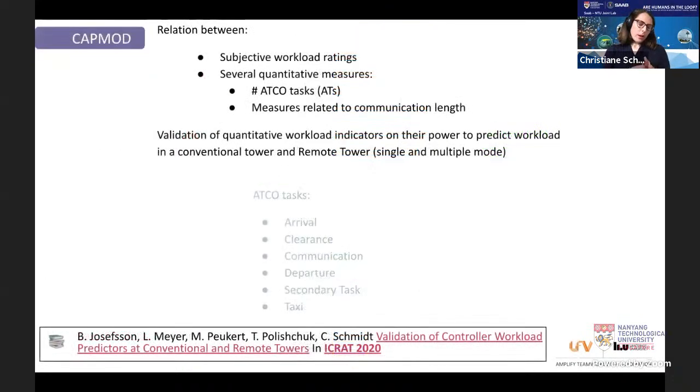The next thing we were aiming to identify is the relationship between subjective workload ratings and several quantitative measures. So we looked at the number of controller tasks, which you can see listed at the bottom of this slide, and other measures related to communication lengths. And then we wanted to validate those quantitative indicators on their power to actually predict workload, both in a conventional tower, in a remote tower, and in a remote tower both in single and multiple mode.